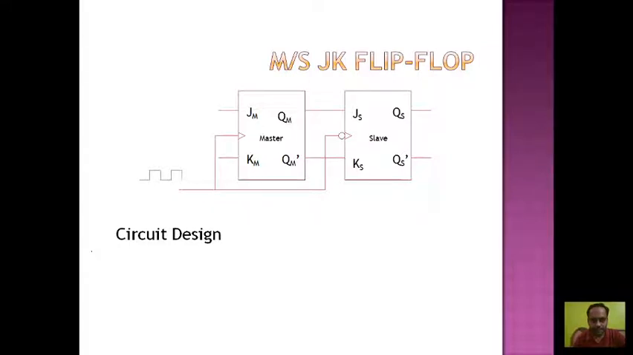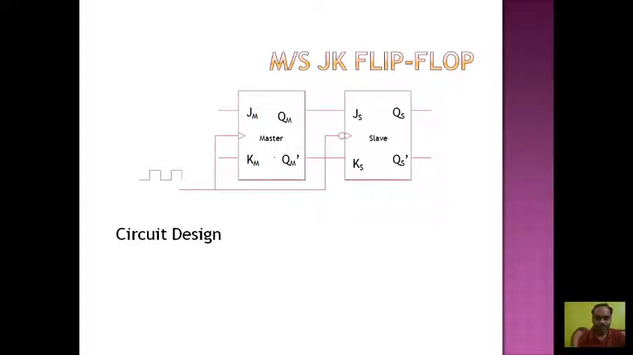If you look at this circuit carefully, we are using two JK flip-flops in tandem. That means the output of the first flip-flop is cascaded to the second flip-flop as input. The major difference between these two flip-flops is that the first flip-flop, called master, is positive edge triggered, and the second flip-flop, called slave, is negative edge triggered, and a common pulse is feeding both of the flip-flops.